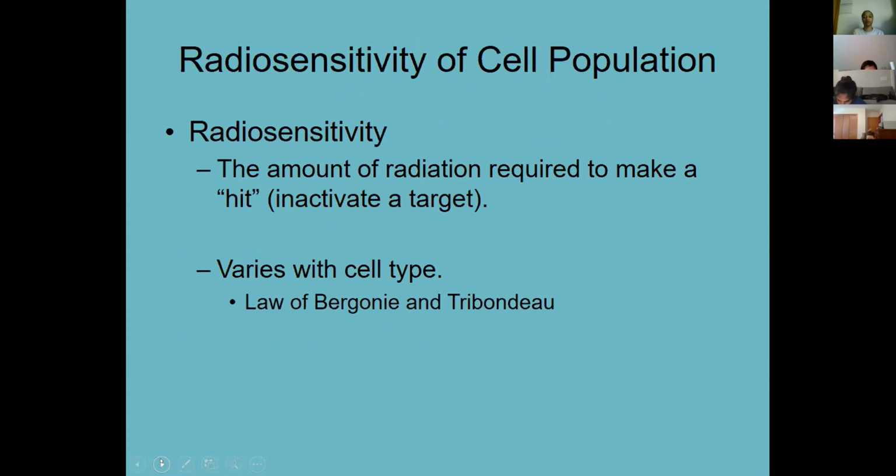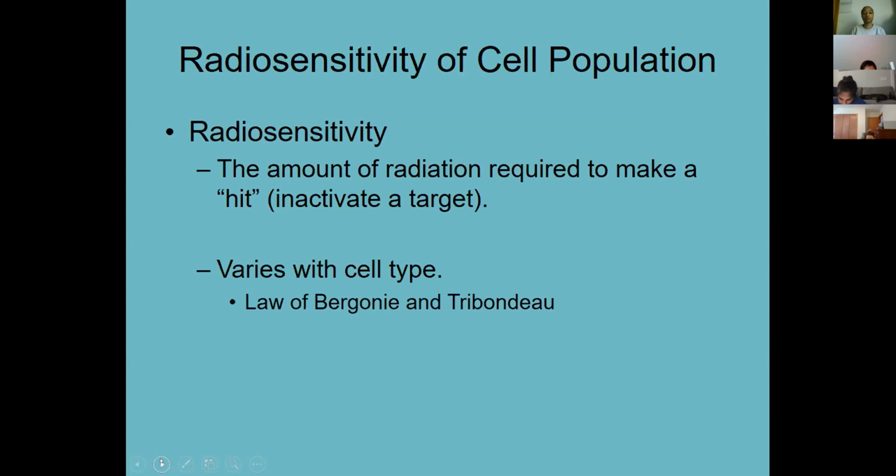Well, the first thing that we have to do is to define radiosensitivity relative to cell survival curves. Now, we all know what radiosensitivity is in general. When we think about radiosensitivity, it's simply how easily is something damaged by radiation. If we have radiosensitive cells, a little bit of radiation can kill them. If we have radioresistant cells, then it takes a lot more radiation to cause damage.